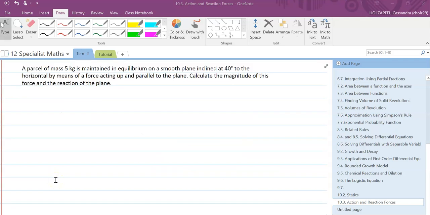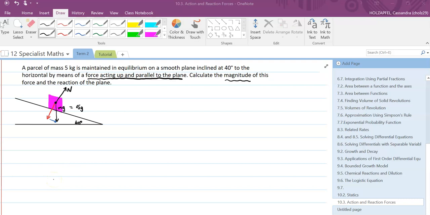A parcel of mass 5 kg is maintained in equilibrium. So in other words, it's not moving, on a smooth plane inclined at 40 degrees to the horizontal by means of a force acting up and parallel to the plane. Calculate the magnitude of this force and the reaction of the plane. So let's go ahead and draw a diagram to represent our particular scenario here.